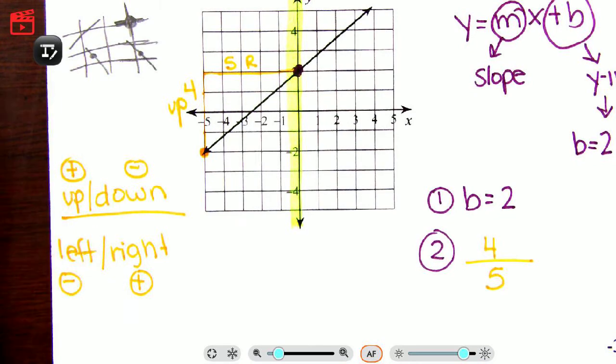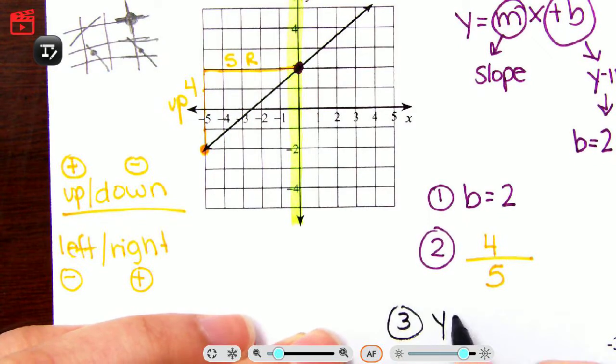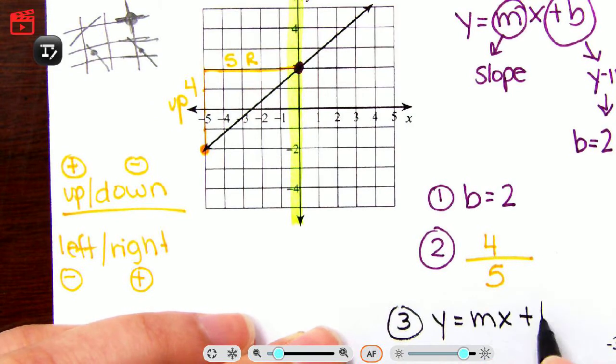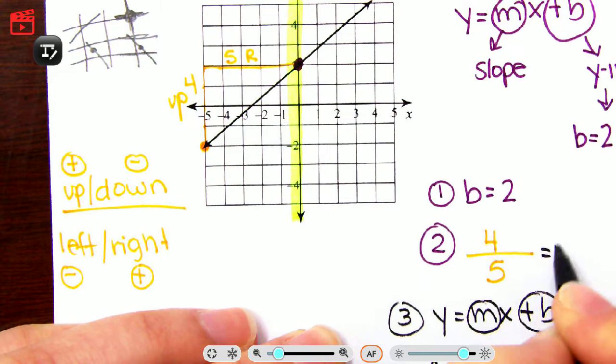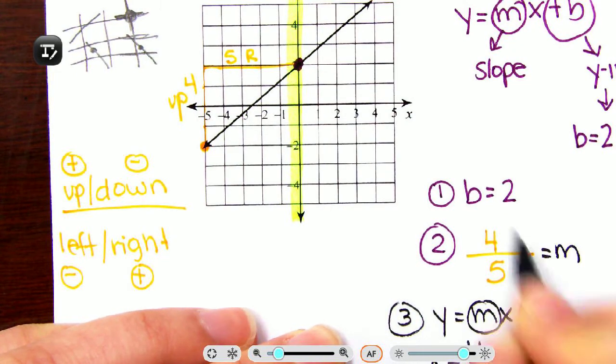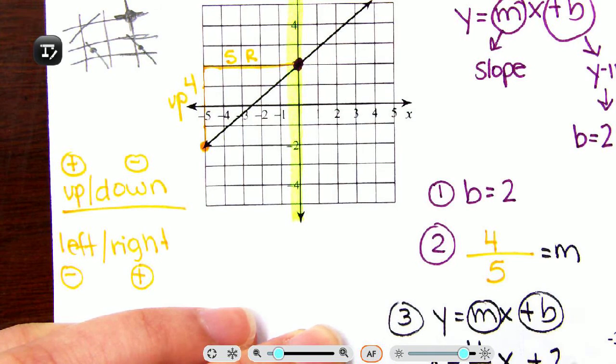So step number 3 is writing it, y equals mx plus b. m we know, b we know. So y equals m is our slope, so 4/5 x. b is 2, so we do plus 2. And that's it. That's how you're going to write it.